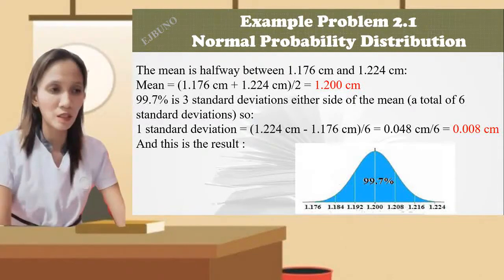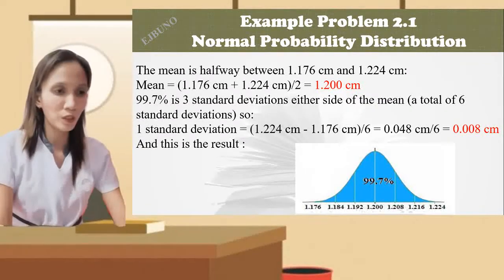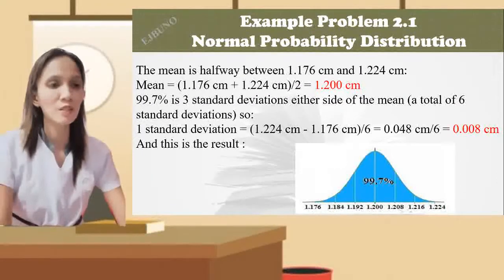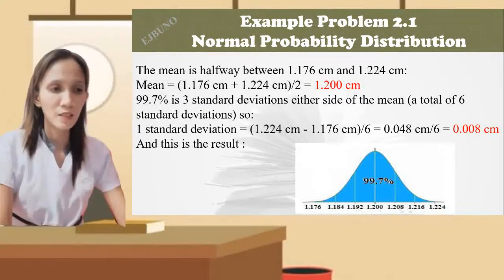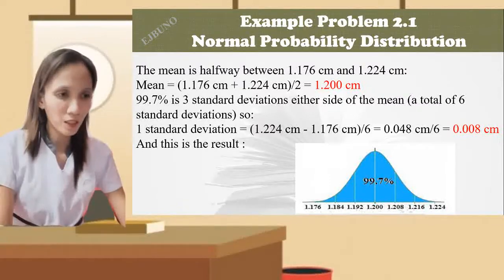And 99.7% is 3 standard deviations either side of the mean, a total of 6 standard deviations. So here, 1 standard deviation is equal to 1.224 cm minus 1.176 cm divided by 6. So it is equal to 0.048 cm over 6, which is equal to 0.008 cm. And this is the result on the graph.